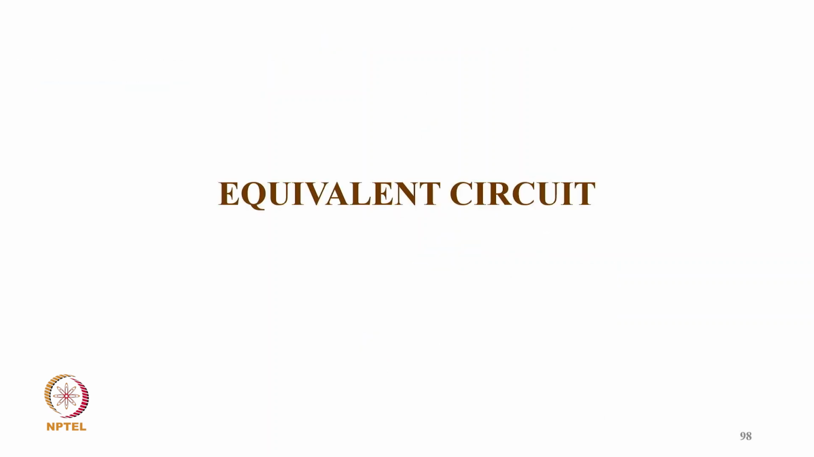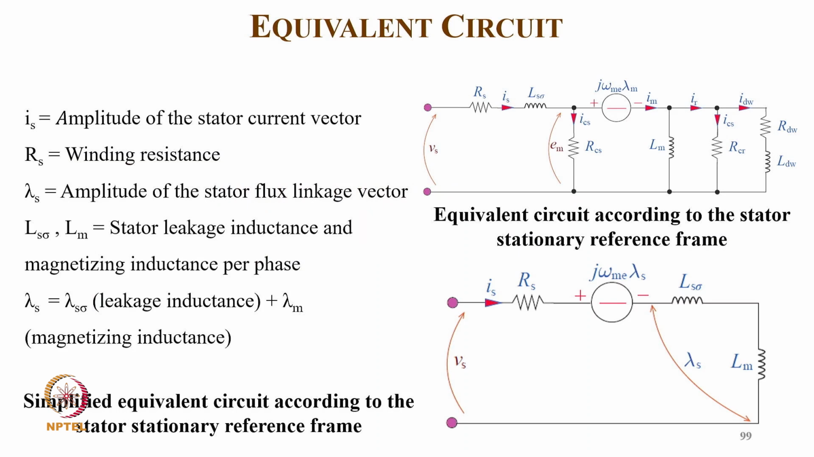Coming to equivalent circuits, we have an equivalent circuit according to the stator stationary reference frame, where you have resistance, inductance, and then a back EMF and the magnetizing component and the core loss component, as well as the damper bars and all that. So we can say here Is is the amplitude of the stator current vector, Rs is the winding resistance, lambda is the amplitude of stator flux linkage, and Lsigma and Lm are the stator leakage and the magnetizing inductance per phase, and the simplified equivalent circuit according to the stator stationary reference frame.